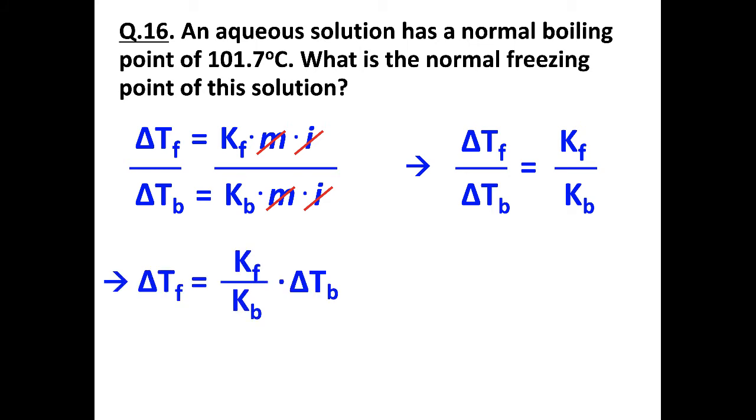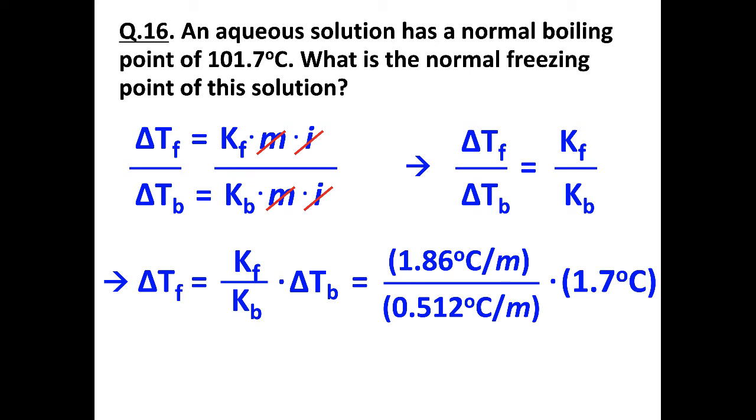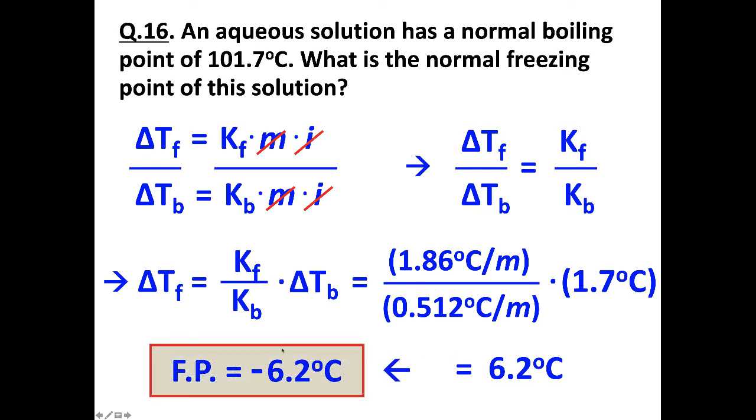So let's solve this for delta T sub F and plug in our known numbers, and we get about 6.2 degrees. And note, this is our delta T. The question asks, what's the normal freezing point? Well, it's aqueous, so water has a freezing point of 0 degrees Celsius, and then the solution will be 6.2 degrees lower than that. So the freezing point of the solution will be negative 6.2 degrees Celsius. And that is it for the wrap-up of solutions.